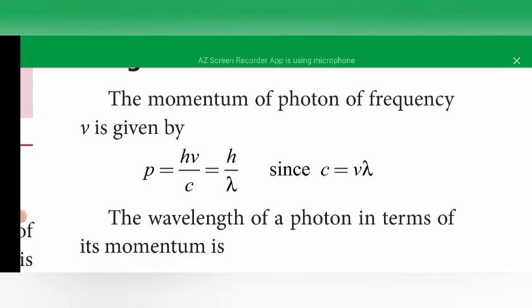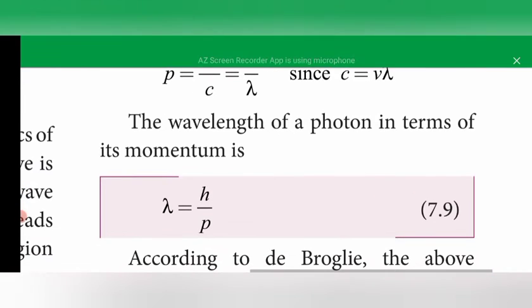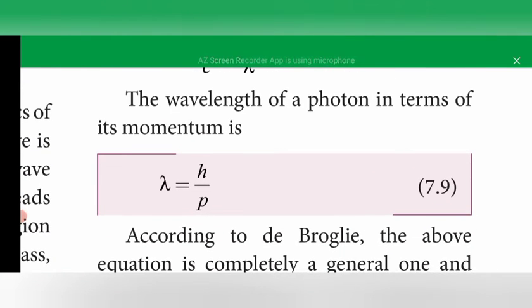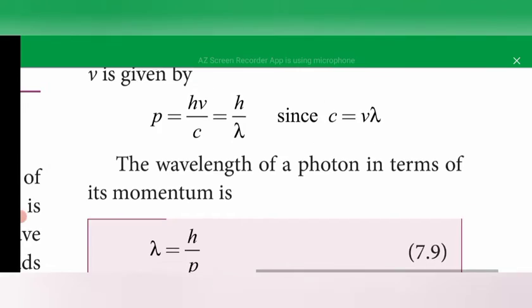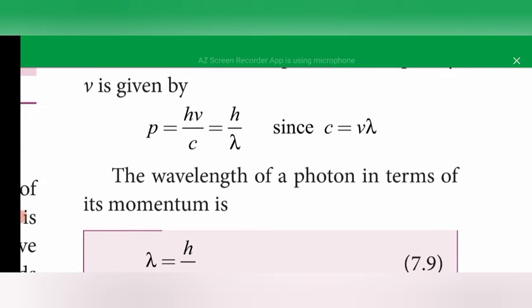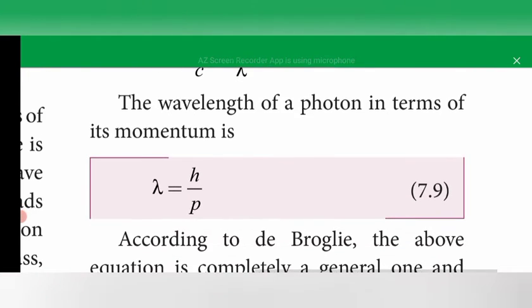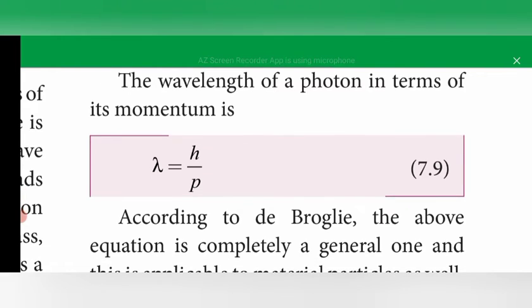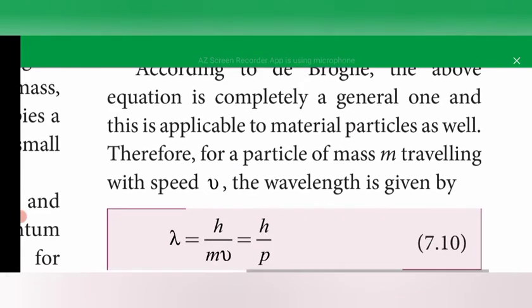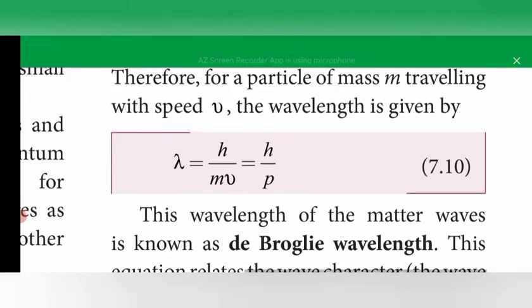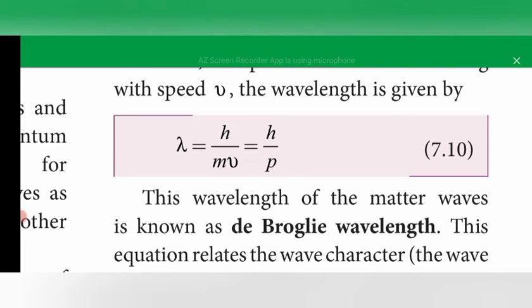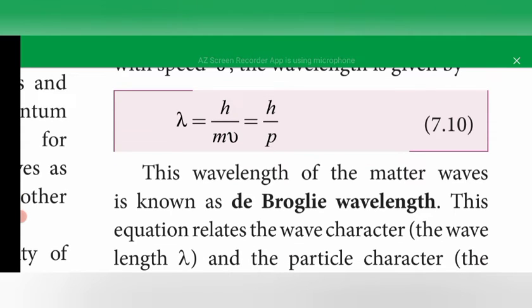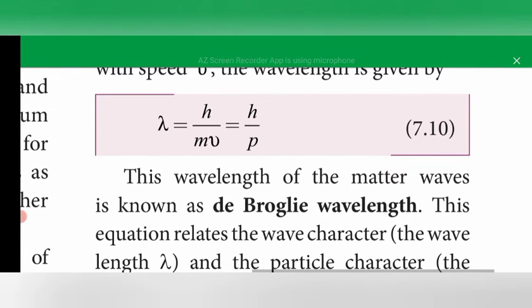Since c is equal to nu lambda, the wavelength of the photon in terms of the momentum is, now you have to relate the three values: p is equal to h by lambda, or lambda is equal to h by p. What is meant by p? p is equal to mv or mc, where m is the mass and v is the velocity. Here this is the wavelength of the matter waves.